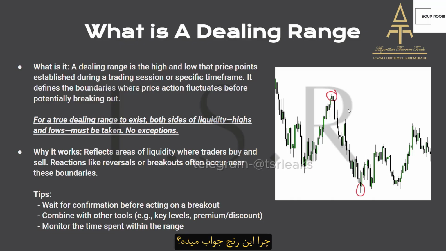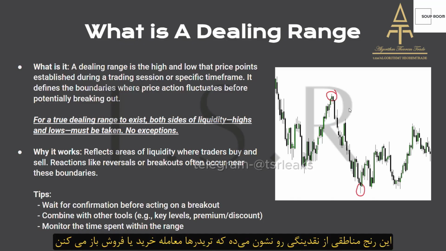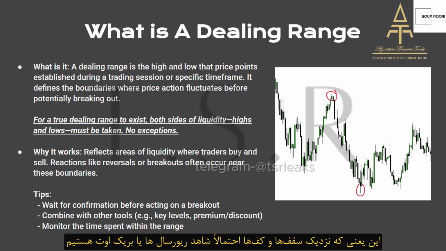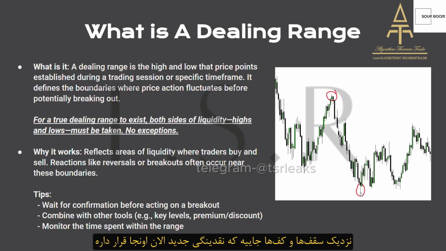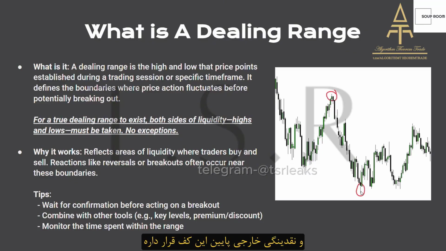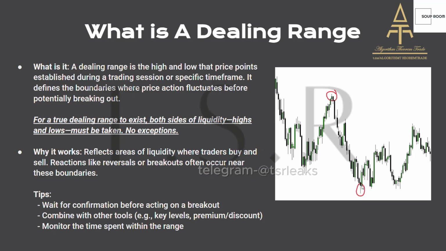Why does this range work? It reflects areas of liquidity where traders buy and sell. Reactions like reversals or breakouts often occur near these boundaries. This basically means that near the highs and lows, we will likely see reversals or breakouts. Near the highs and lows is where the new liquidity now rests. External liquidity rests above this high and external liquidity rests below this low.